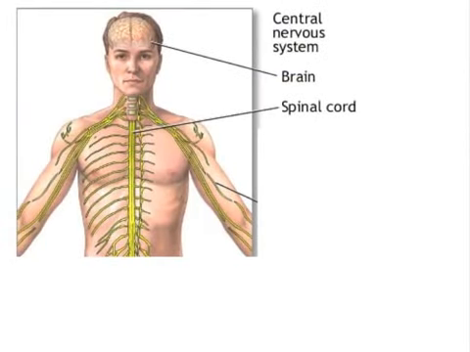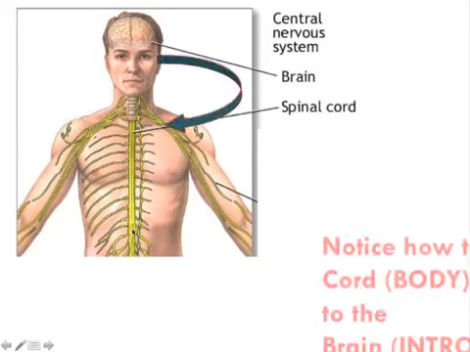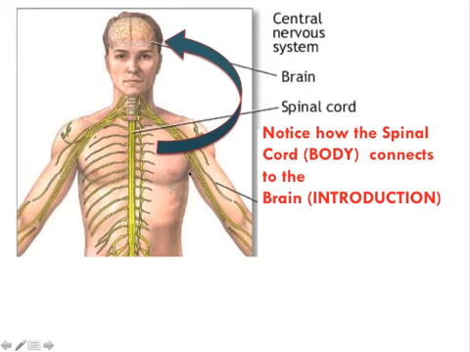Now, just to continue this idea of the image, in our body we have this central nervous system. So the brain, which we referred to previously as the introduction, does in a way connect to that backbone through a system of nerves called the spinal cord. So what I want you to notice is how the spinal cord itself does connect back to the introduction through these nerves, this nerve core that we have.